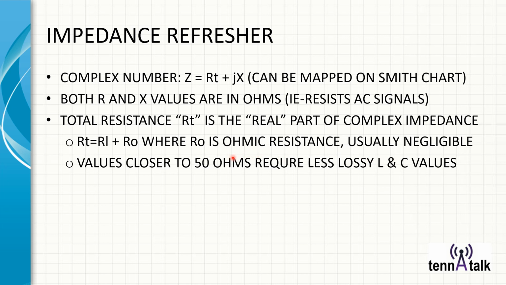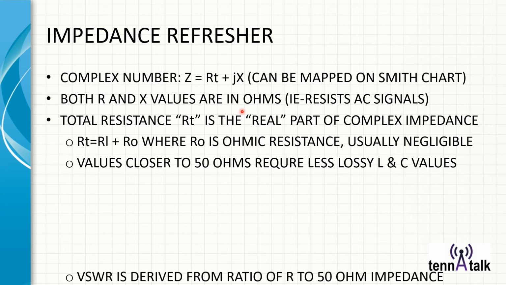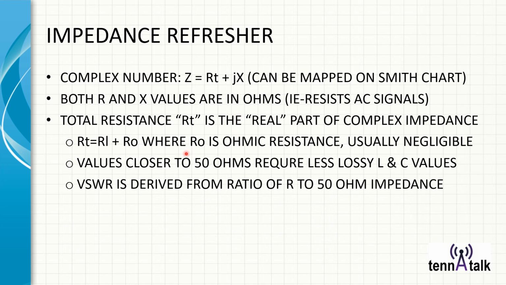So what we'd really like is a Z equal to 50 ohms plus j0. And that gives us a perfect impedance match at each interface. And remember, it's at every interface that you have. Rig to coax, coax to any balun or UNUN, and then the UNUN or balun to the antenna itself. The VSWR is derived from the ratio of the resistance to 50 ohms, whether it be above it or below it. An R of 25 ohms or an R of 100 ohms will give you the same SWR of 2.0.